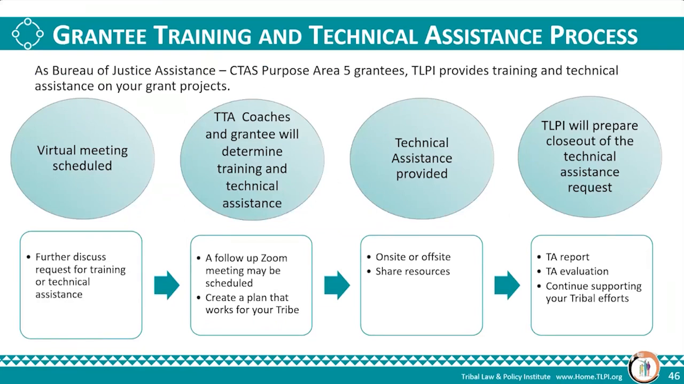This is an overview of the training and technical assistance process. Each project will have a coach assigned, and we'll start with a virtual meeting to discuss your project plan and the status of your project. Then together we'll create a training and technical assistance plan that'll support and advance your project. And that'll be followed by providing the actual training, whether you decide that it's on-site, off-site, or virtually, that would be most helpful. And then finally, we'll close out with the training and technical assistance report that is written by the Tribal Law and Policy Institute on our Healing to Wellness Court team, and an evaluation from you to ensure that the assistance was helpful. And then we can continue to support you as necessary. Next slide, please.